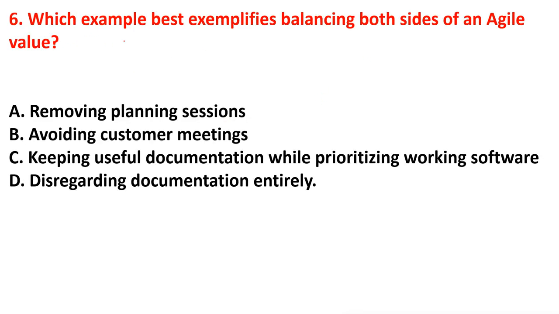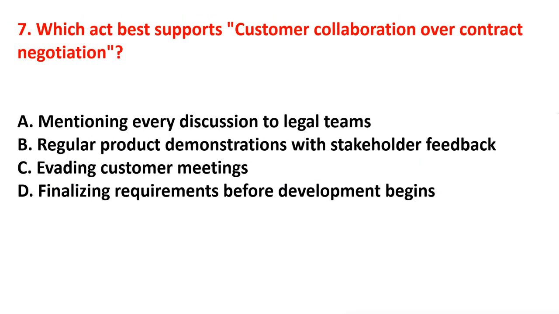Question number 6: which example best exemplifies balancing both sides of the agile value? Both means left and right. Removing planning session? No. Avoiding customer meeting? No. Keeping useful documentation while prioritizing working software? This is the best choice, because this is the left side and this is the right side, but the wording is different. Keeping useful documentation while prioritizing, so this is the best answer.